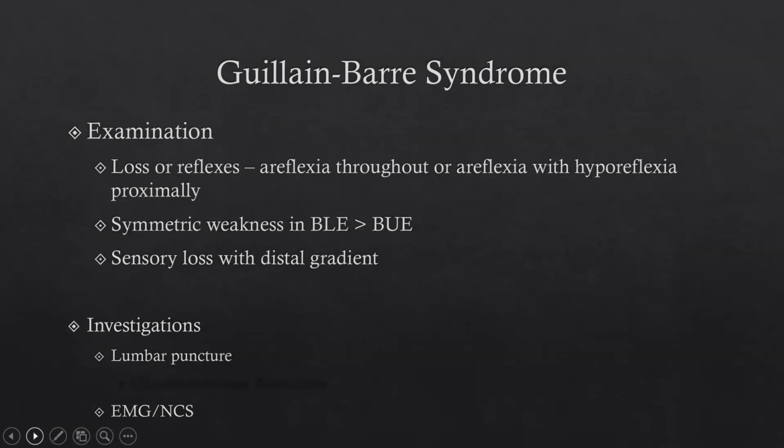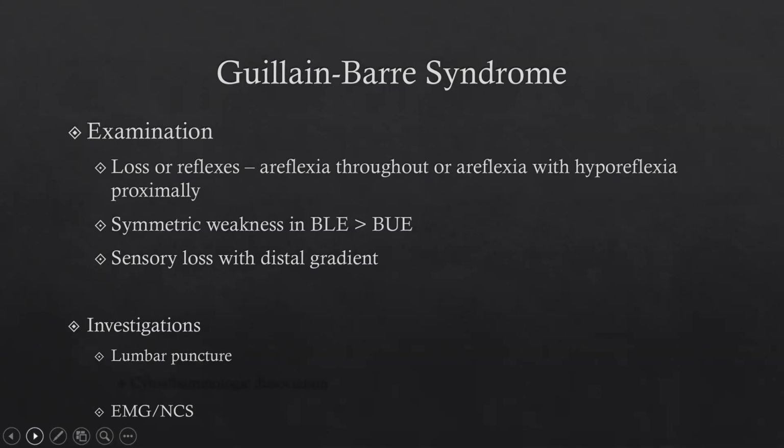In terms of your examination, you get loss of reflexes, so you have areflexia throughout with maybe hyporeflexia proximally, and then symmetric weakness, generally more in the lower limbs than in the upper extremities. And then there might be some sensory loss, which also generally tends to be distal. You can get, like I mentioned earlier, a glove and stocking distribution.